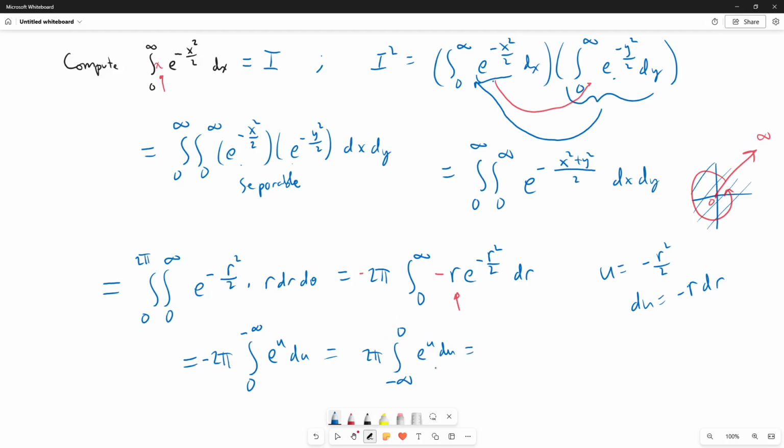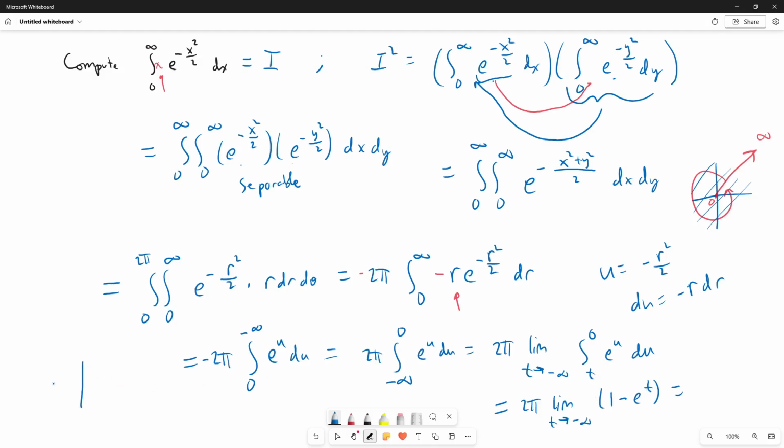There's our improper integral, and we have to write this as a limit. So we have 2 pi times the limit as, let's say, t goes to minus infinity, integral from t to 0 of e to the u du. And this is 2 pi times the limit as t goes to minus infinity. The antiderivative of e to the u is itself. Plug in 0, that's 1. Plug in t, and that's e to the t. And then as t goes to negative infinity, e to the t goes to 0.